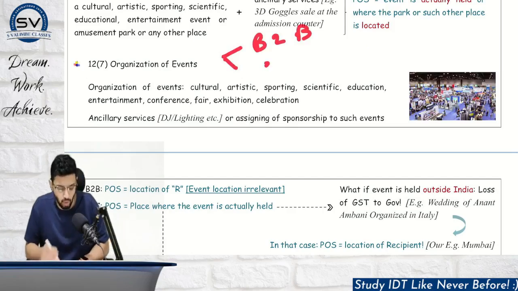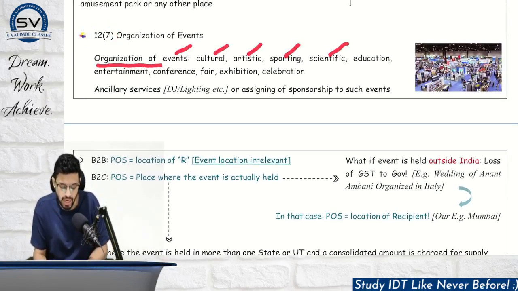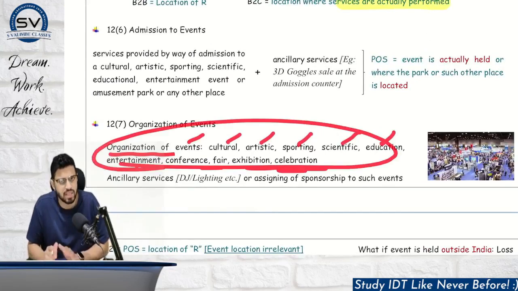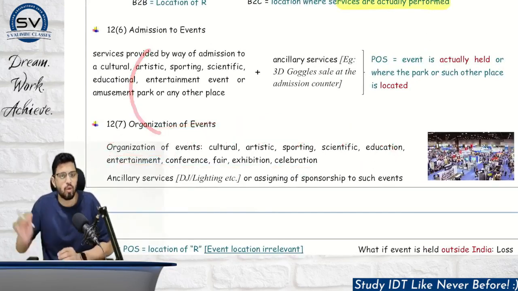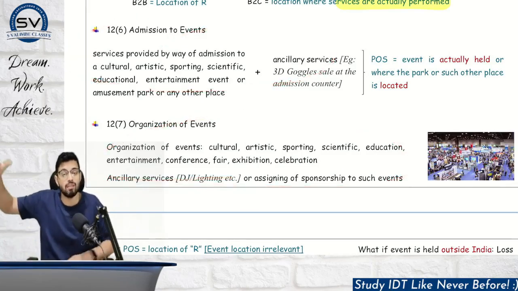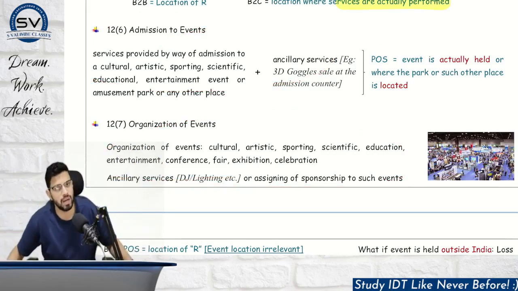First, let's understand what this particular subsection 7 is. Organization of event, that is cultural, artistic, sporting, scientific, educational, entertainment, fair, exhibition, celebration. Basically, everything with respect to these events is covered here except admission. Whatever entry fee is being charged, that is 12.6, but organization of event, where the person providing the service says okay, we will help you organize everything, that will be under 12.7.